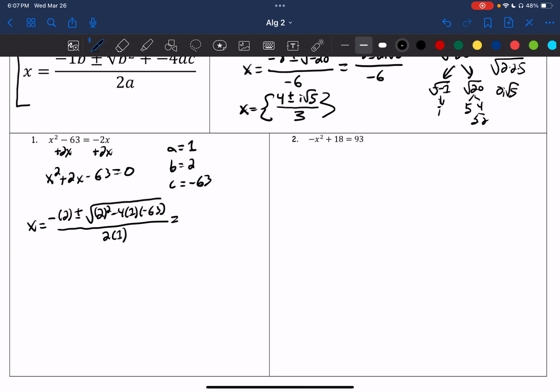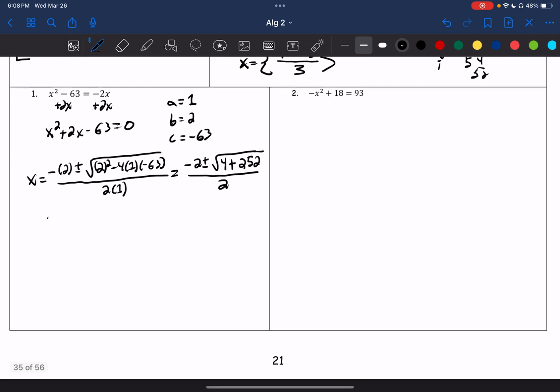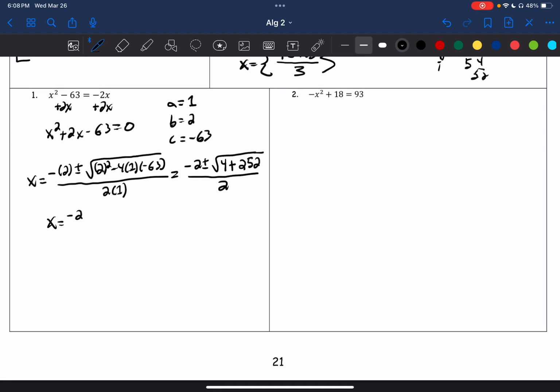So when we start to simplify that, we're going to get negative 2 plus or minus the square root of 4 plus 252, all over 2. That means that x is equal to negative 2 plus or minus. If you're wondering where this 252 came from, that's negative 4 times 1 times negative 63.